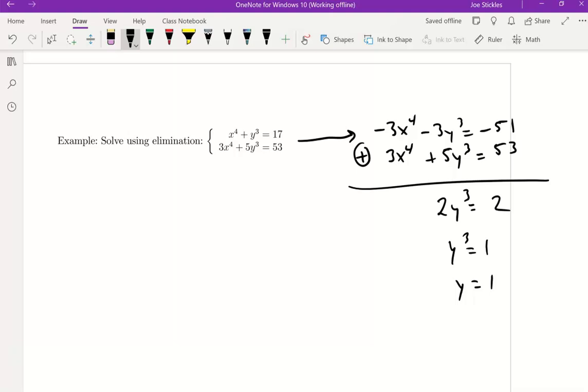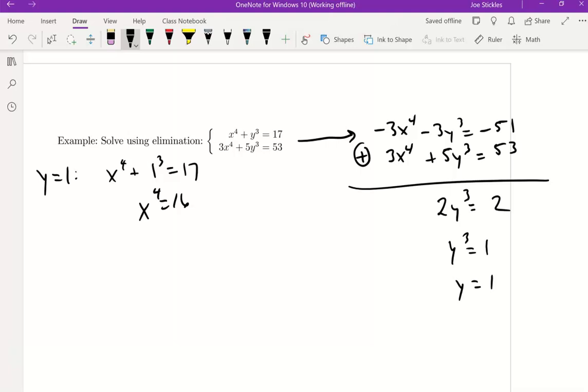Pardon me. What do we do now? Okay, plug it back into, again, either of the two equations, right? Which one would you rather plug it into, the first or the second, do you think? First one, right? It's got fewer coefficients to worry about, right? Plug it back into the first equation. We get x to the fourth plus 1 cubed equals 17. 1 cubed is 1. Subtract it over, we'll get x to the fourth equals 16.